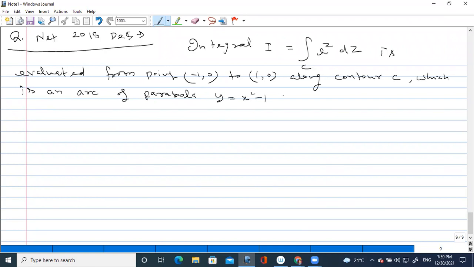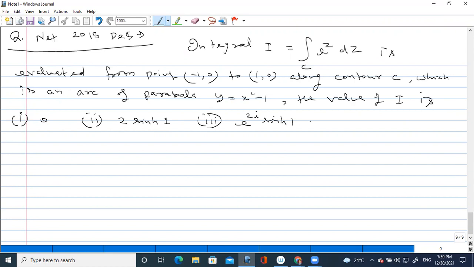Y equal to x square minus 1. The value of I is 1, 0, 2, 2 sine hyperbolic 1, 3, e to the power 2i sine hyperbolic 1, number 4 e plus e minus. Okay, nothing else is given. So this is a parabola.